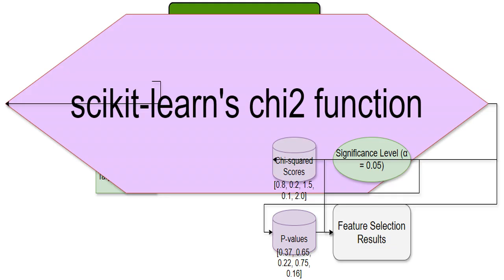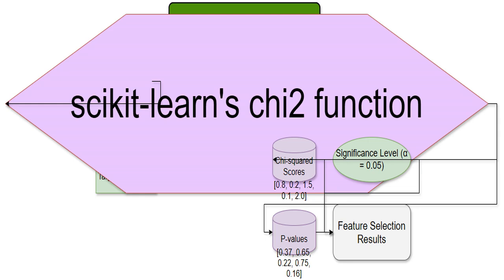I am using a statistical test called the chi2 test, chi2 from a Python library called scikit-learn. It helps me understand which features are most strongly related to whether a customer will buy. It's like a detective tool for finding relationships in data.